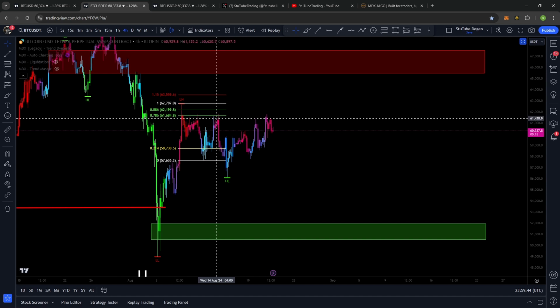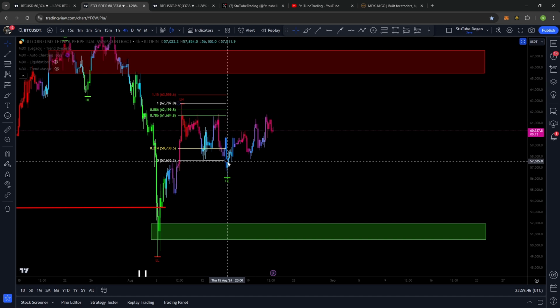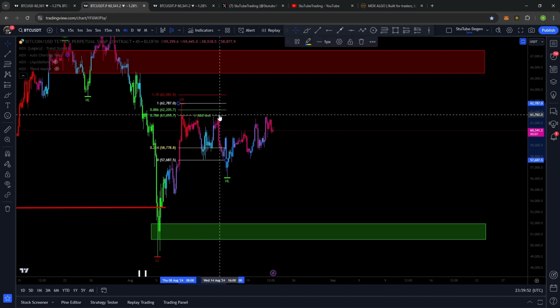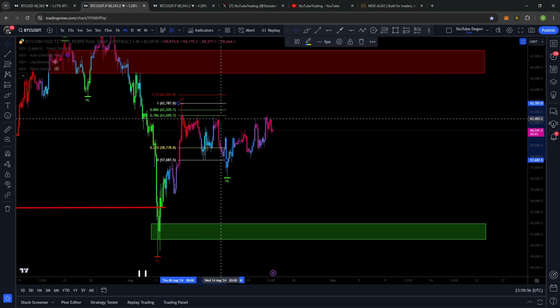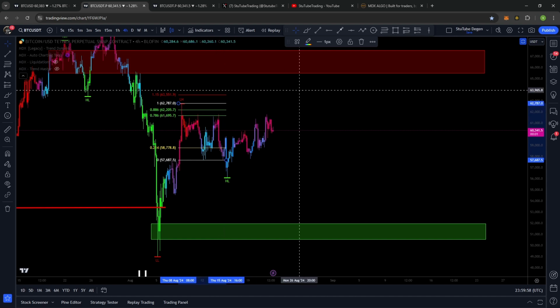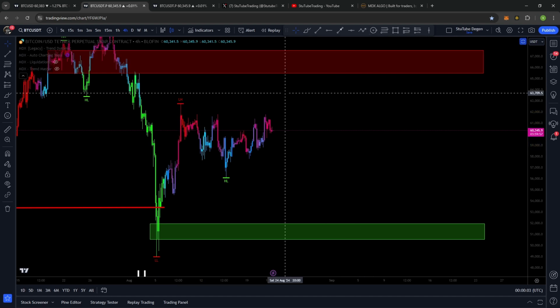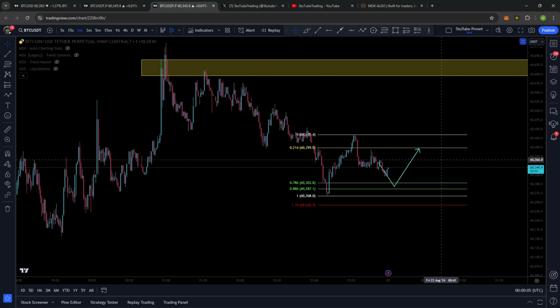So that would have been the first time that we actually got that, because obviously here we actually got close to it too. But that would have been the first time the 786 actually got tested. And I love playing the first attempt because so often there is a reaction the first time. Whereas once it starts getting tested more and more, then it's more likely to break, I suppose.